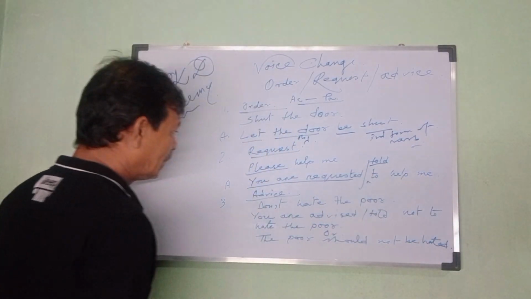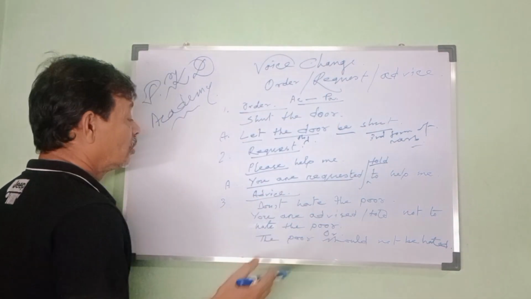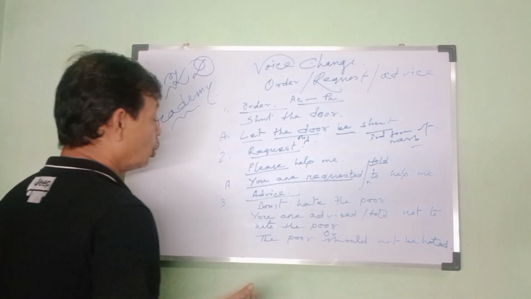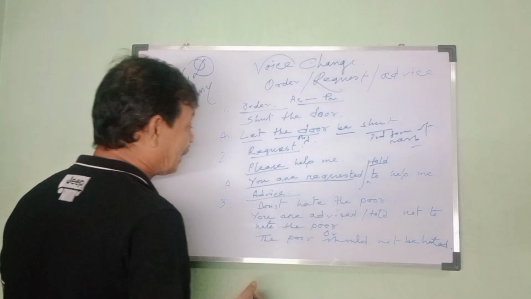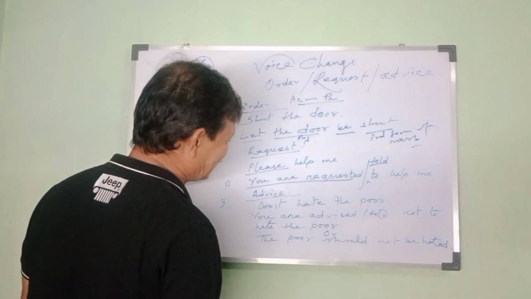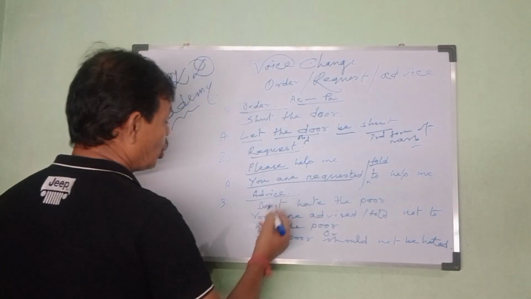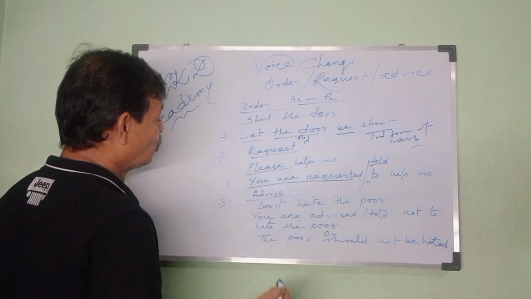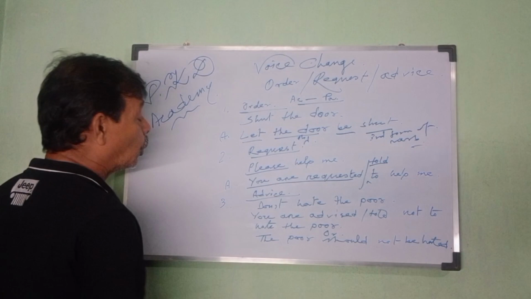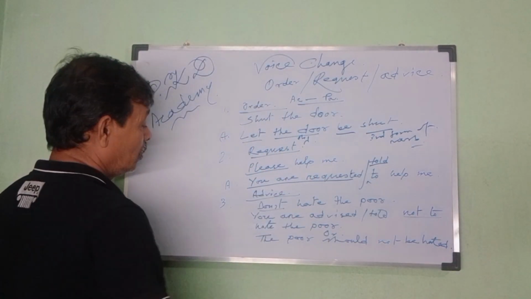In case of request, and in case of advice, you see which kind of sentence is advice, you know: don't hate the poor, don't touch boiling water, don't waste your time. Like this, a lot of sentences are advice. So in case of advice, you have to use, like the request case, you are advised or told. And in case of don't, you have to use not to hate the poor.